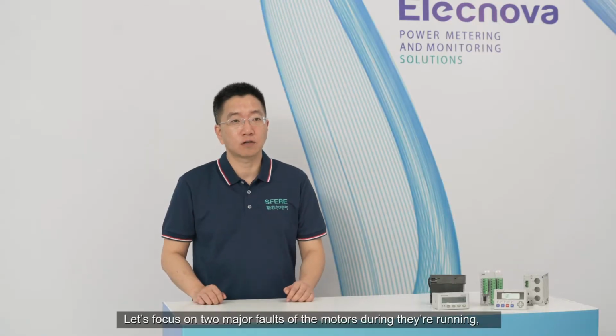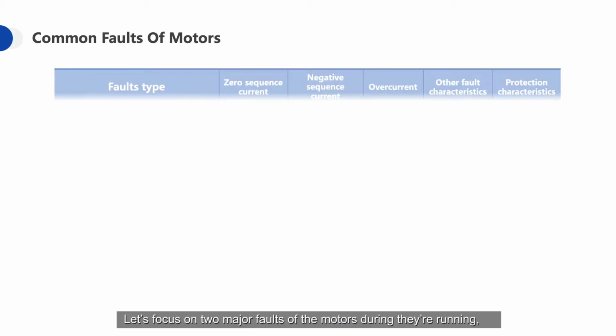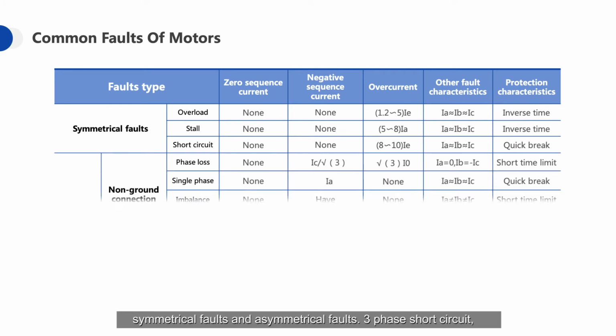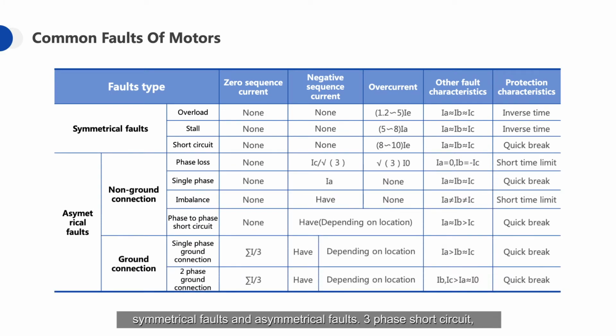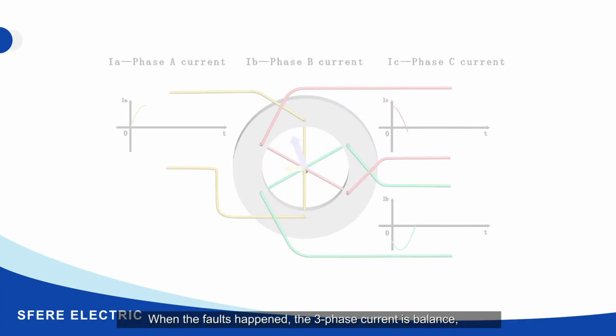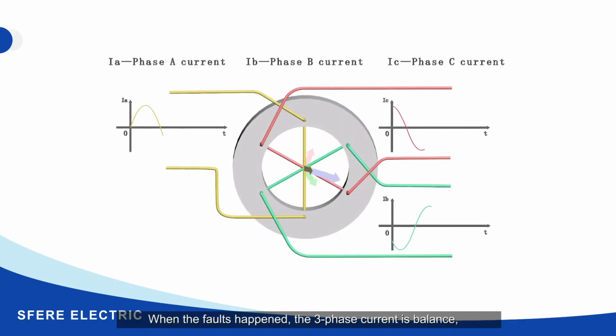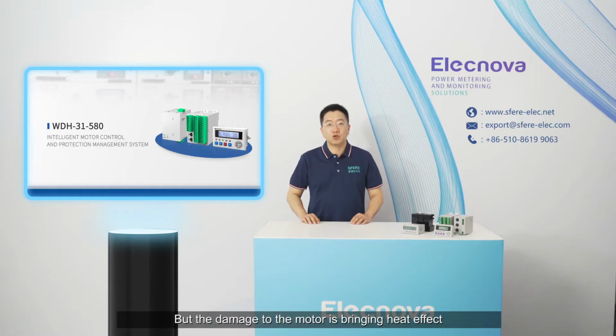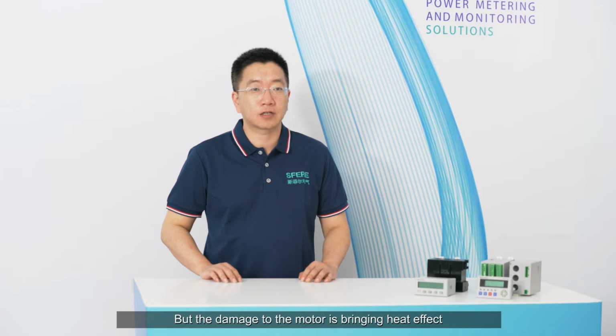Let's focus on two major faults of the motors during their running: symmetrical faults and asymmetrical faults. Three-phase short circuit, overload, and stall account for a great amount of the symmetrical faults. When the faults happen, the three-phase current is balanced. There is no negative current and zero current as well. But the damage to the motor is the heat effect brought by the enlargement of the current.